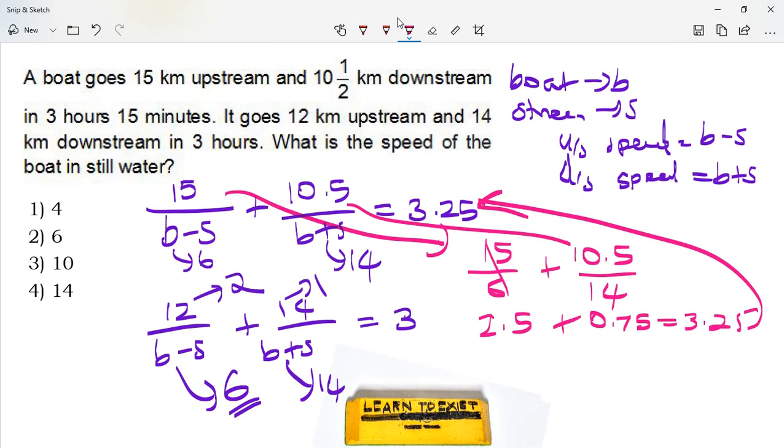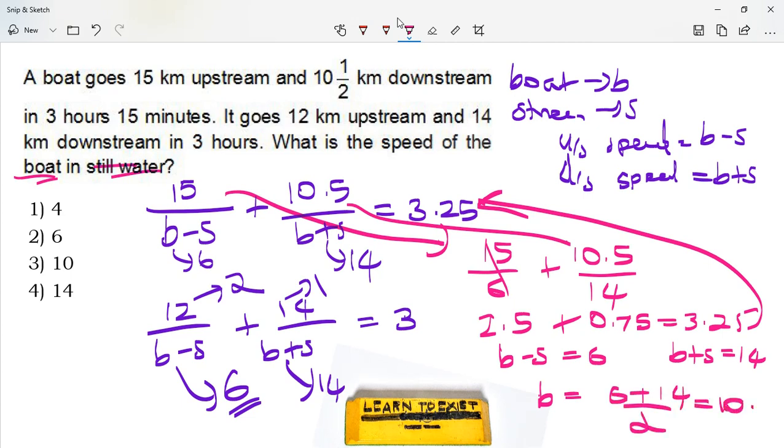Okay. So b minus s is 6 and b plus s is 14, and we need to find out the speed of boat in still water. So it means speed of boat is b. So how do we get b? Just take the sum of these two values and divide it by 2. So 6 plus 14 divided by 2, the answer will be 10, and the option is option 3.